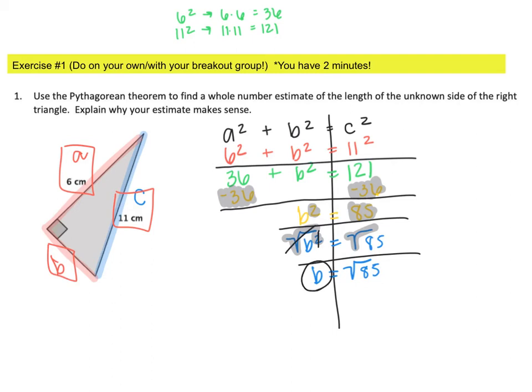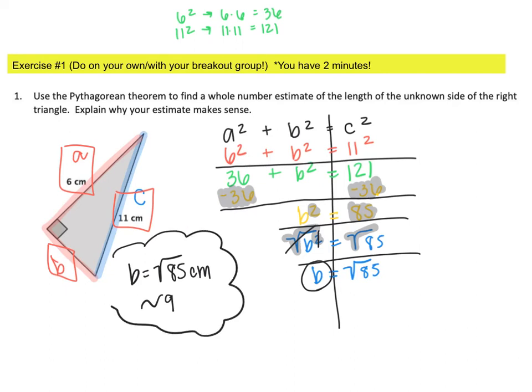And on the other side, I couldn't find a perfect square for 85. I know 81, that would be 9 times 9, but it's pretty close to 9, but it's not exactly 9. So my answer was b equals the square root of 85 centimeters, which is close to 9. All right, make sure you have your answer, and we will move on to the next one.